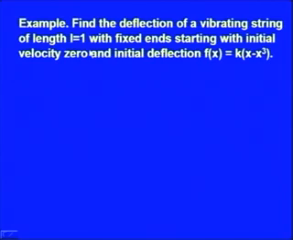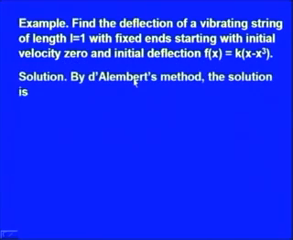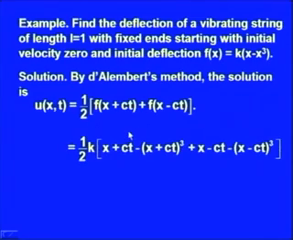Now, let us take an example on the D'Alembert method. Let us find the deflection of a vibrating string of length L equal to 1 with fixed ends, starting with initial velocity 0 and initial deflection f(x) equal to k times (x minus x cube). Now, by D'Alembert's method, we know that the solution is given by u(x,t) equal to half of [f(x plus ct) plus f(x minus ct)]. So, let us put the value of f here. f is equal to k times (x minus x cube).